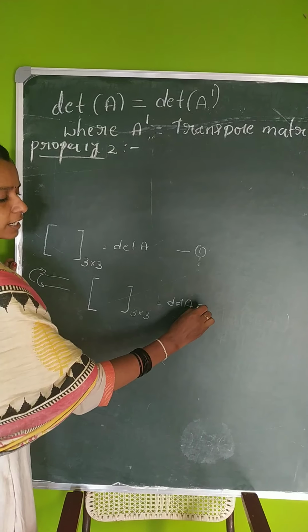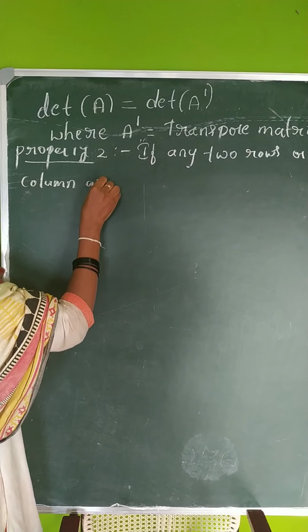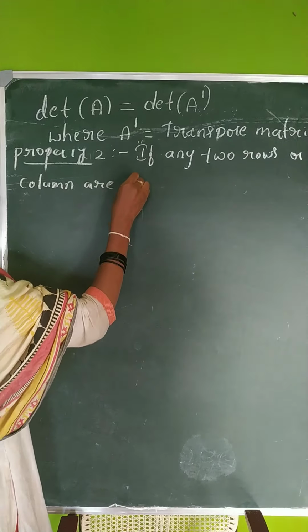The property is: if any two rows or columns are interchanged, then the value of the determinant changes with a sign.